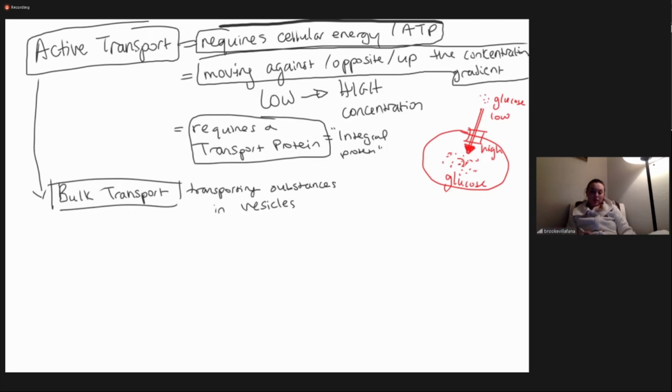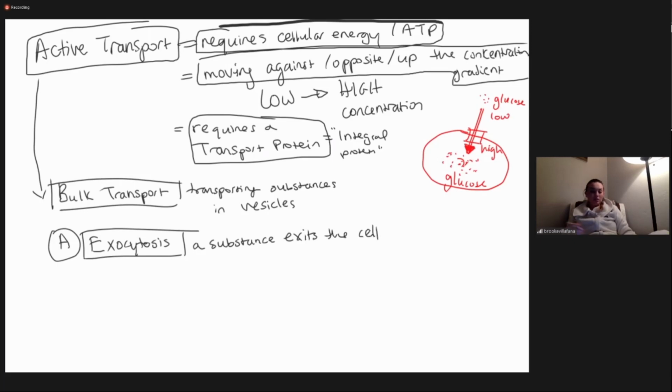So the first example that you guys learn about is exocytosis. During the process of exocytosis, a substance exits the cell, right? That kind of makes sense. In exocytosis, a substance exits the cell through a secretory vesicle. So something is being secreted or sent out of the cell through a little vesicle or a package. Okay.